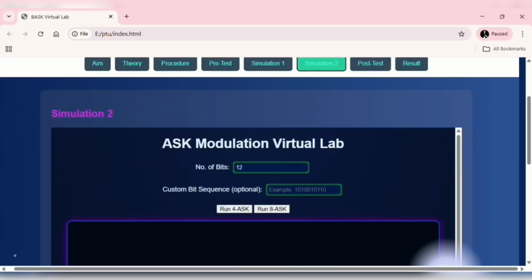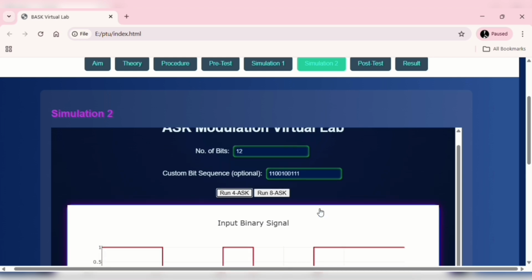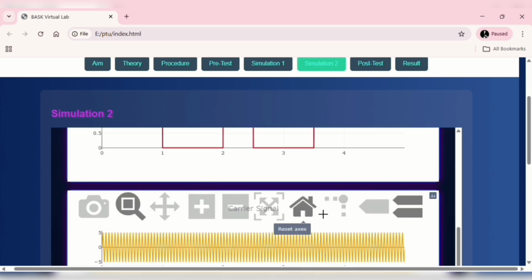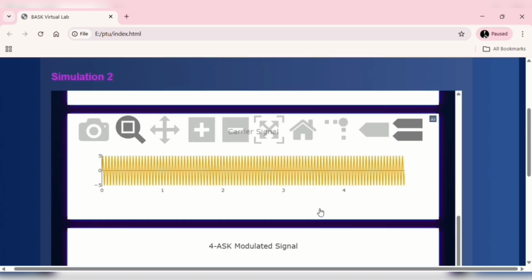In this, we study the M-ary Amplitude Shift Keying, specifically 4 ASK and 8 ASK modulation. In this method, instead of transmitting one bit at a time, multiple bits are grouped together and represented using different amplitude levels. First, 4 ASK modulation is generated.